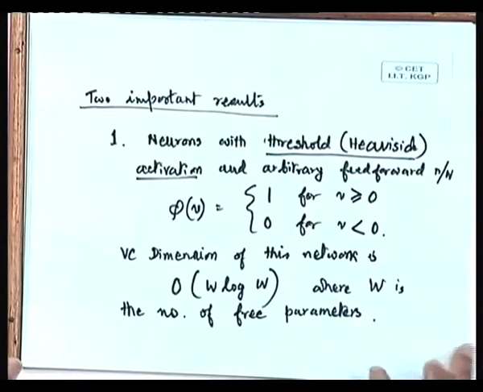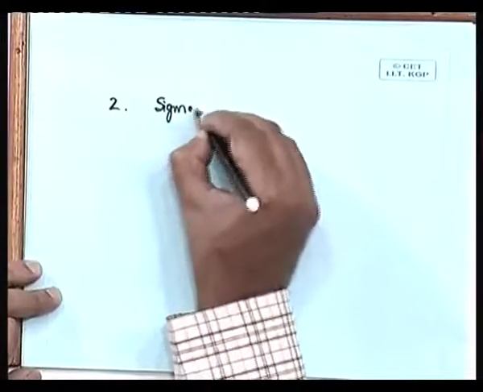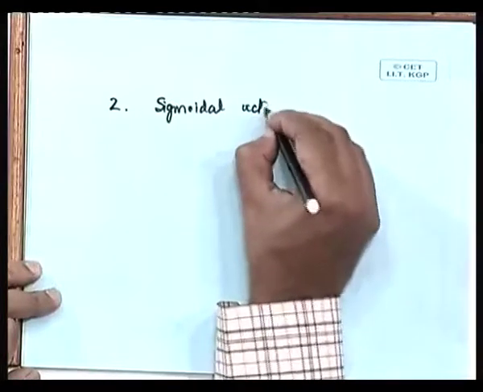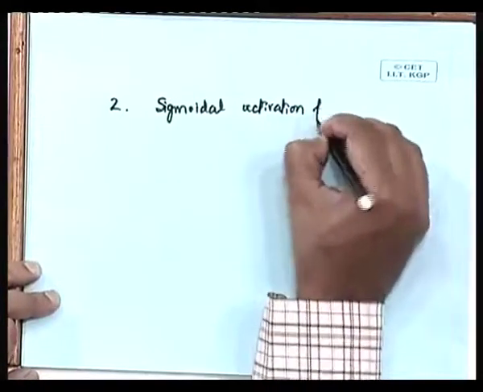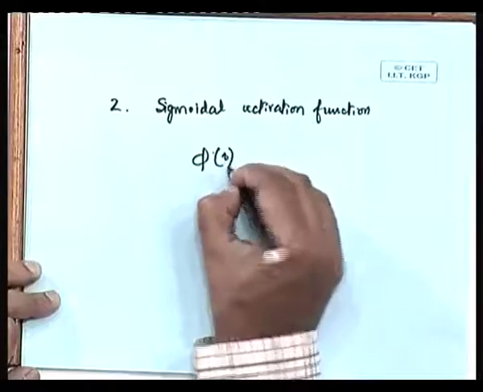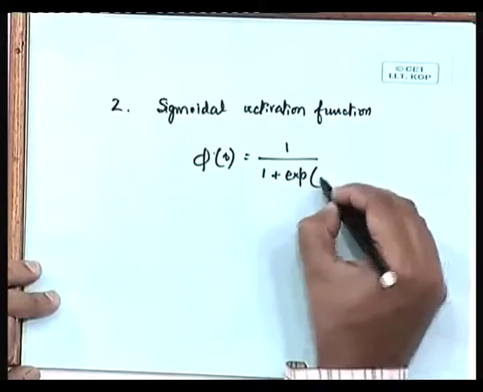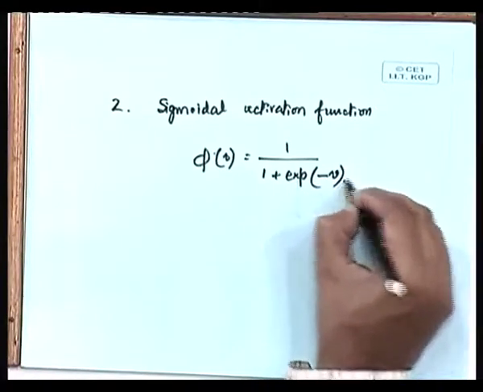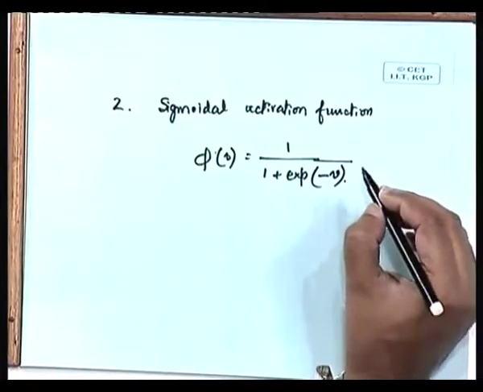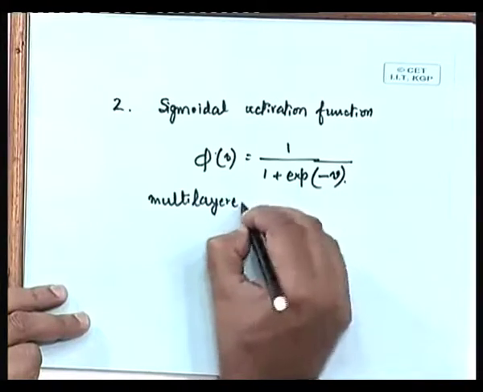And now another important result that we can state is when the activation function is sigmoidal. With the activation function of this form, which we had already discussed many times earlier, 1 plus exponential to the power minus av, or minus v, it is all the same, for the sigmoidal case and for the case of a multi-layer feed forward network.